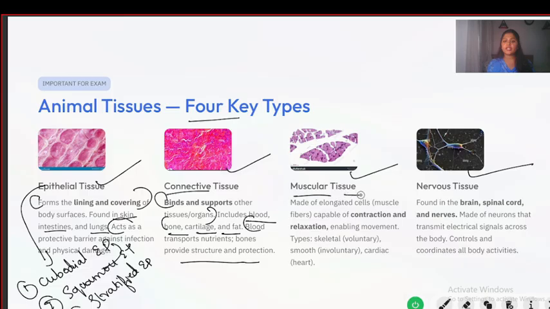Then muscular tissue. Muscular tissue is made of elongated cells capable of contraction and relaxation, enabling movement. Where are they present? Skeletal, smooth muscle, cardiac muscle. So these are the further divisions: skeletal muscles, smooth muscles, cardiac muscles. There you will find the muscular tissue, basically present in the muscles of the animal or human body. So again, they were of three types.